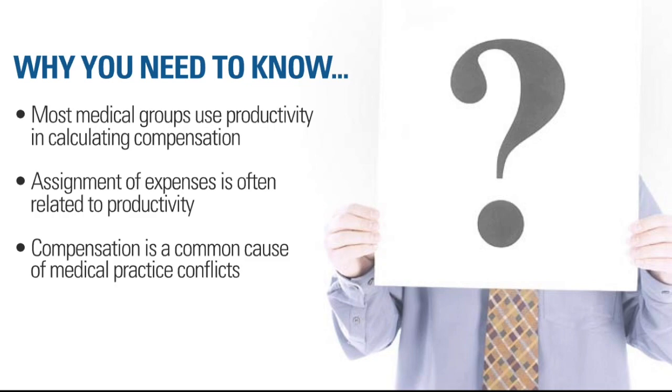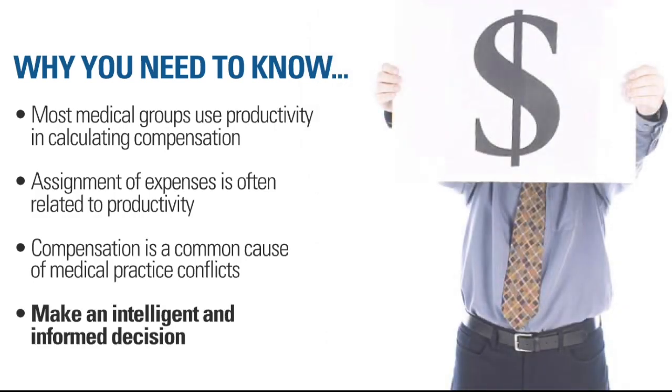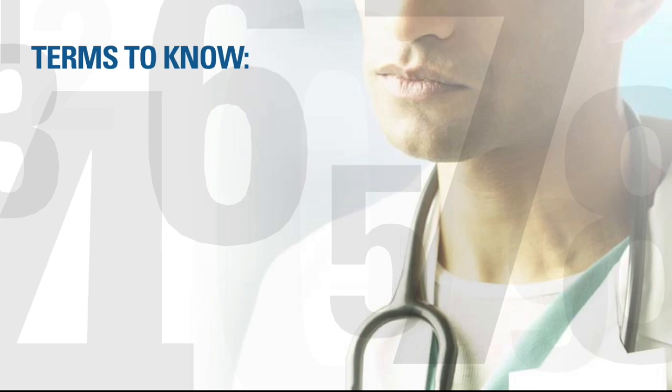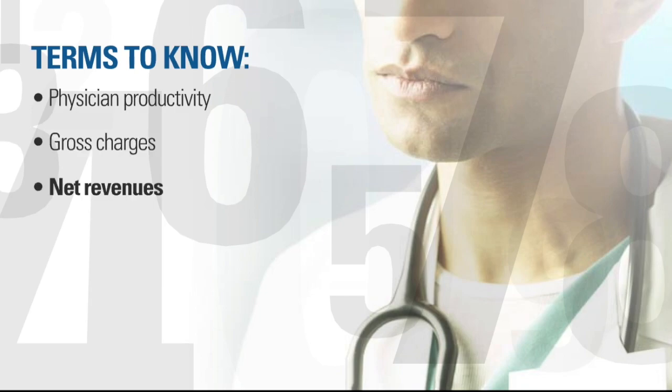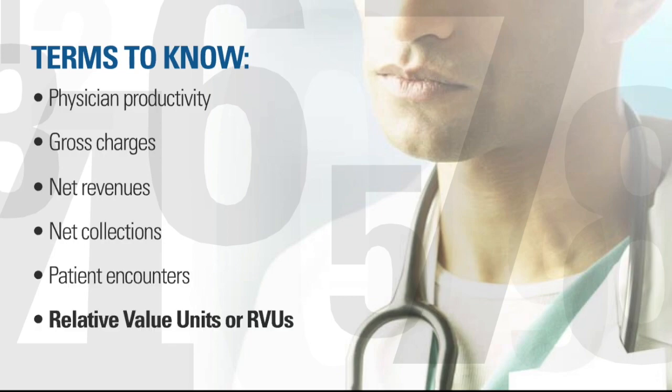Once you're confident that you understand how your productivity will be measured and how it will be used in a particular compensation plan, you can make an intelligent and informed decision about whether joining a particular medical practice is the right choice for you. Taking the time to understand the relationship between productivity and compensation can significantly improve your income, your relationship with a medical group, and your overall career satisfaction. First, let's define the terms that you'll encounter in learning about compensation plans. These include physician productivity, gross charges, net revenues, net collections, patient encounters, and work relative value units, or RVUs. We'll explain each of these.